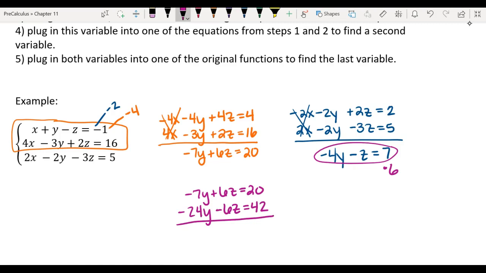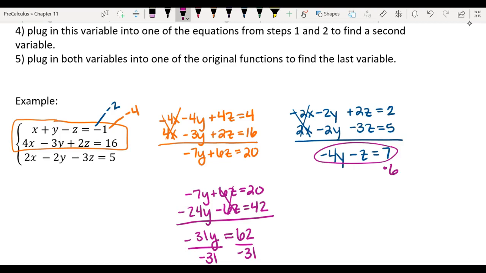You guys are checking my addition and subtraction while we go along here, right? Yeah. Okay. Yep, so we're going to add them. Negative 7 and negative 24 is negative 31y's. The z's cancel. So that equals 62. So you're going to divide by negative 31. So y is a negative 2, correct? Okay.